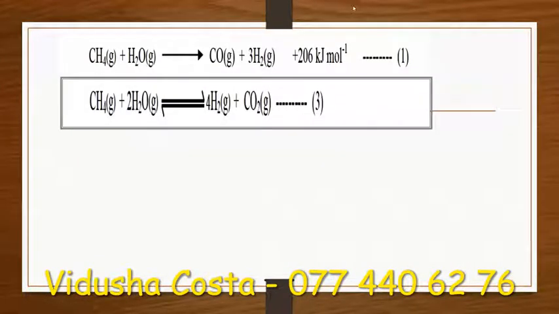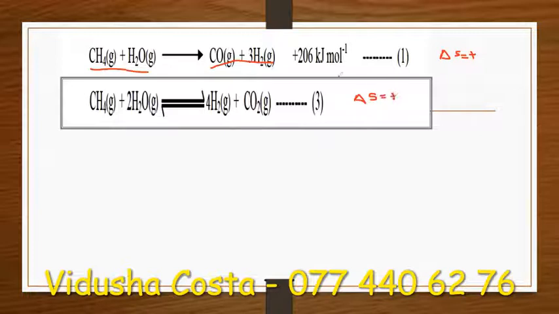If you focus on the first step and third step, you can see in the first step there are 2 moles of gases giving 4 moles of gases. That means definitely the number of gas molecules increases. Entropy becomes a plus value. In this one, 3 gas moles give 5 gas moles. The number of gas molecules increases. That means delta S becomes a plus value.